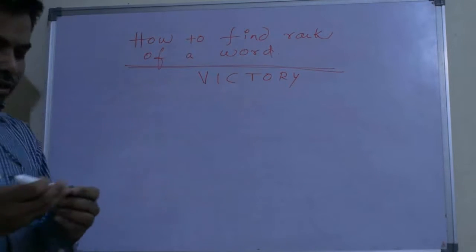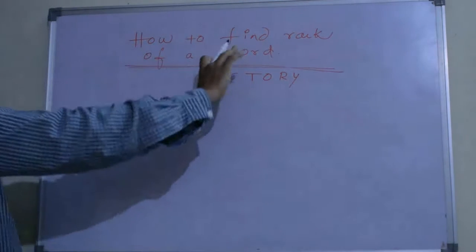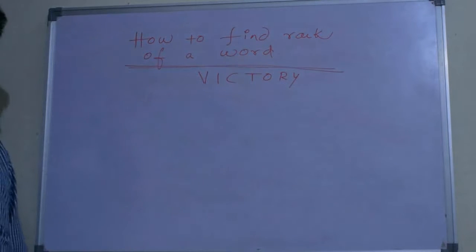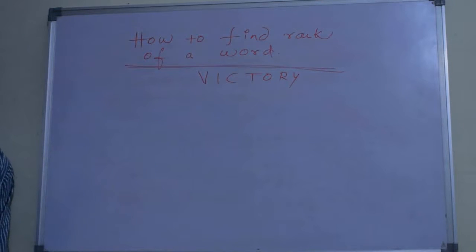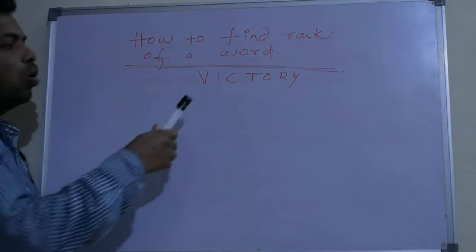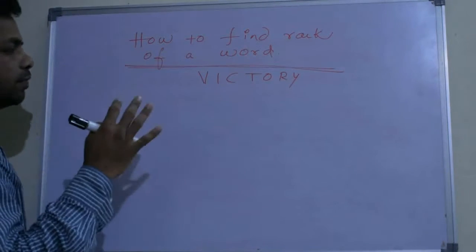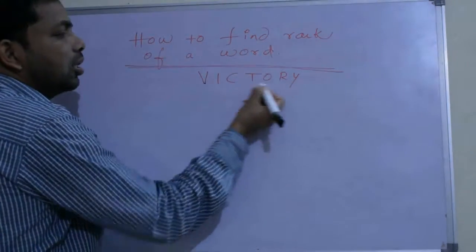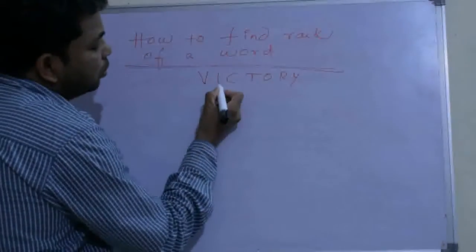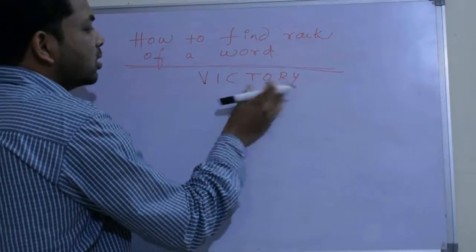Okay, now the next concept, next type of problem: how to find the rank of a word? So what is the meaning of the question? First I'll explain. Generally, whenever you shuffle all the letters of the word, first tell me how many words we can form. That I want to calculate first. So how many words can we form using the letters of the word victory? 1, 2, 3, 4, 5, 6, 7. The total number of letters is 7.